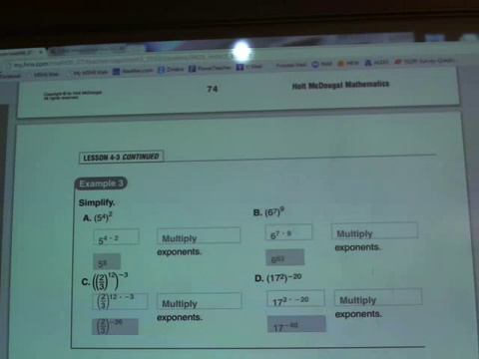B, you've got 6 to the 7th being raised to the 9th power. So again, when you have those two powers going together, we're going to multiply those together, and that's the same as 6 to the 63rd.